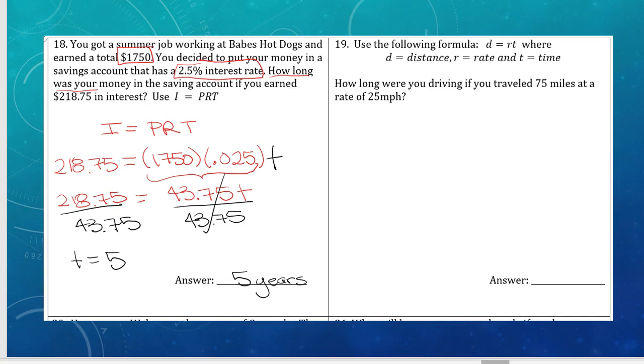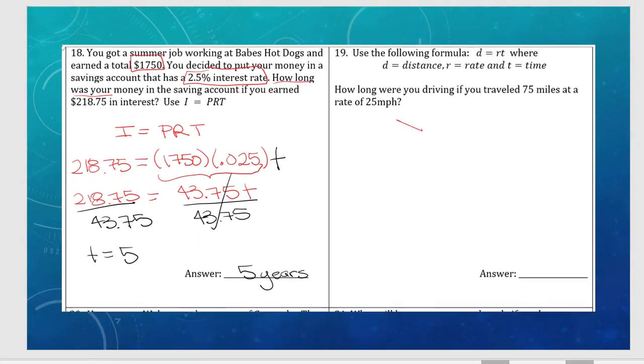Number 19, we're going to use distance equals rate times time. I'm trying to get my eraser. Distance equals rate times time. Let's see what we know. How long were you driving if you traveled 75 miles? So we know the distance. We also know the rate. We're going 25 miles per hour. The question is how long, so we're solving for t.